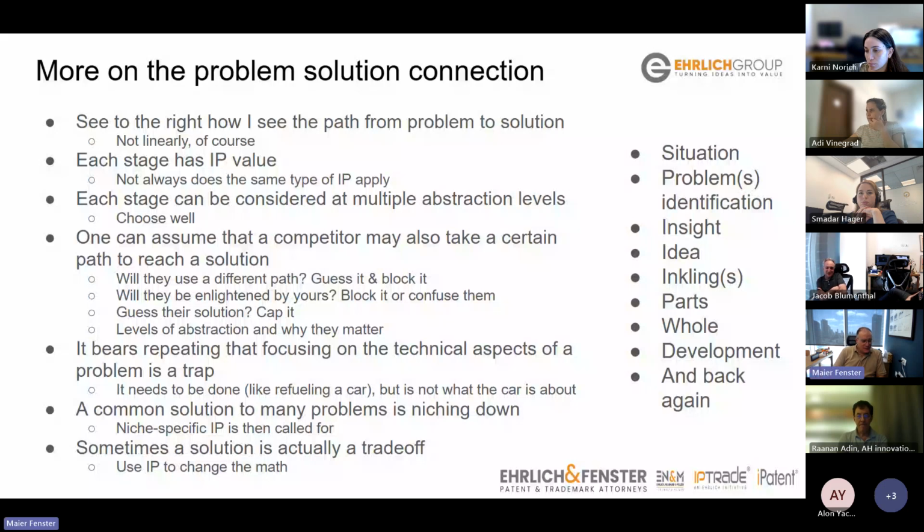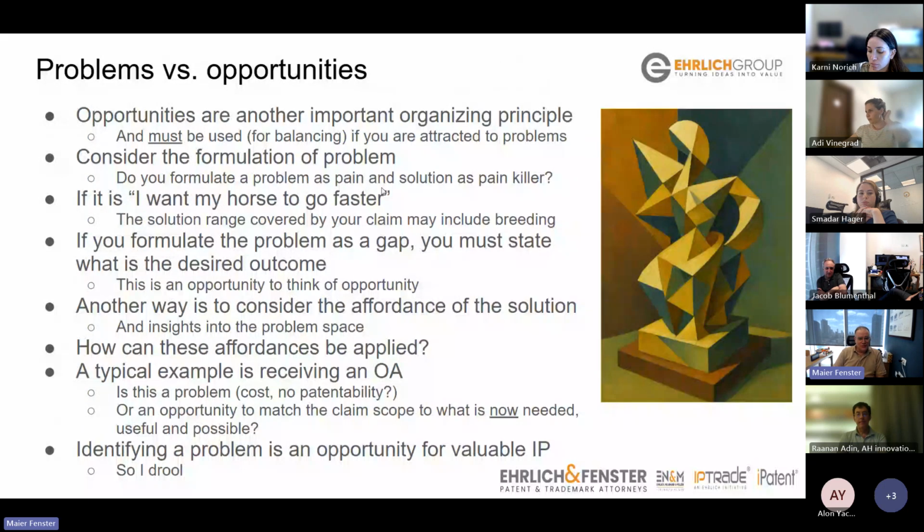I started off by saying that opportunities are more interesting than problems, and maybe I will give a talk on how opportunities are an organizing principle. But to the extent that you're a typical patent attorney and you're attracted to problems because that's what you deal with all day, then you must consider opportunities as an organizing principle in order to balance your natural attraction to problems. How do you know that you're attracted to problems? Because you look at the problem as a pain and the solution as a painkiller. It makes the pain go away.